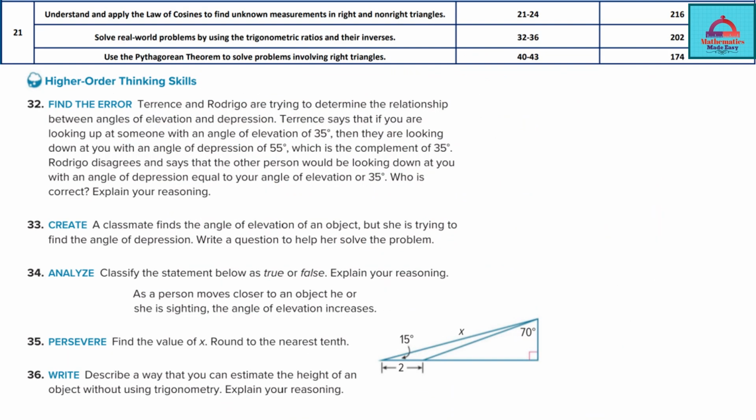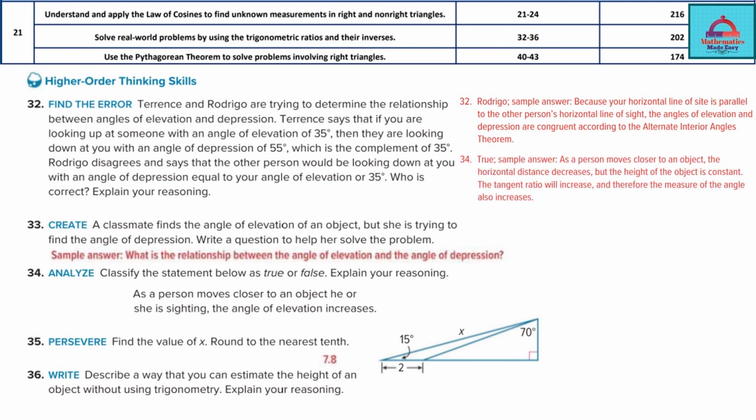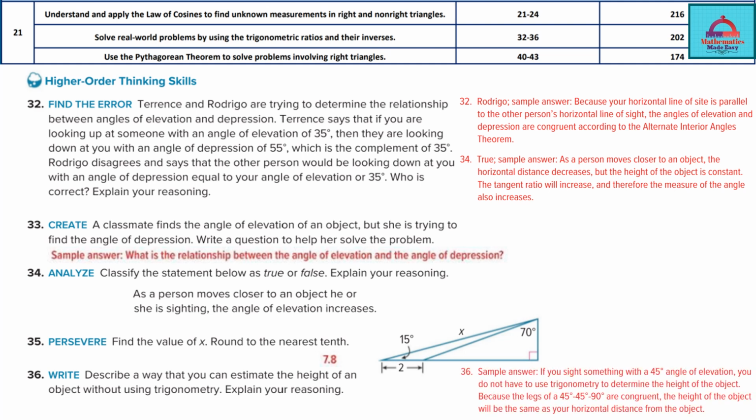So here on this slide, I have provided all the answers from question 32, 33, 34, 35, and 36. You can have a look. For question 35, the value of x is going to be 7.8. How it is going to be 7.8, I will explain you in the next slide with all the steps using trigonometry.